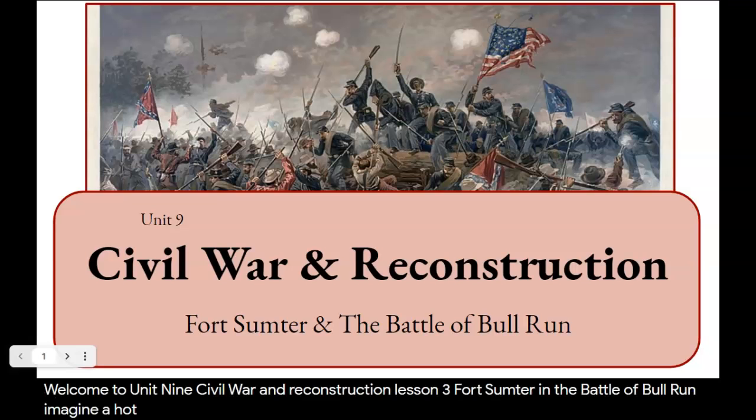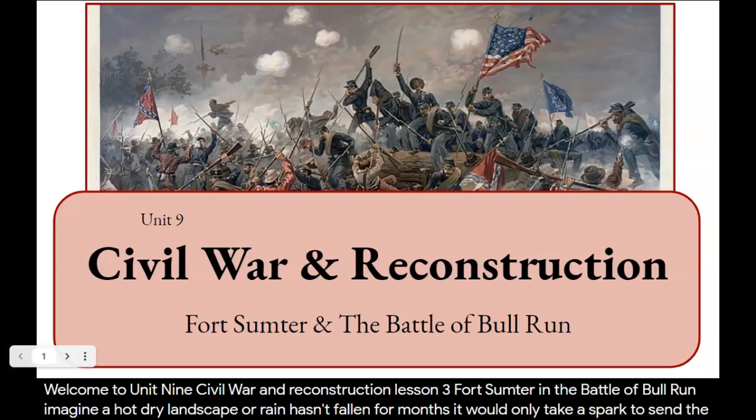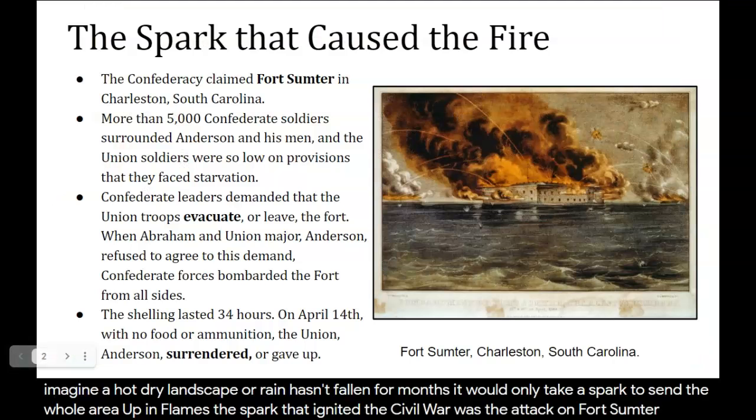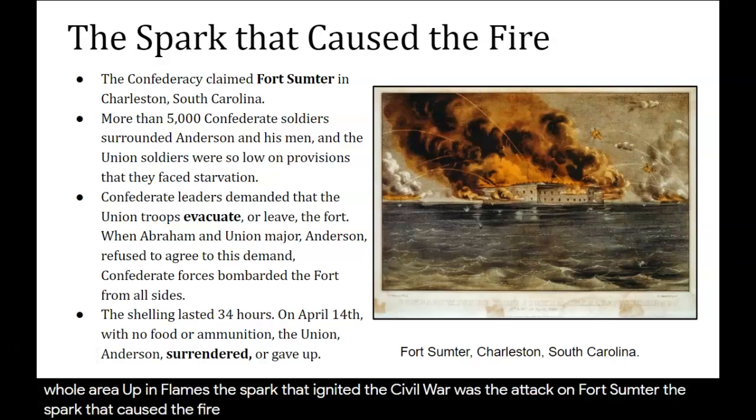Imagine a hot, dry landscape where rain hasn't fallen for months. It would only take a spark to send the whole area up in flames. The spark that ignited the Civil War was the attack on Fort Sumter. The spark that caused the fire.